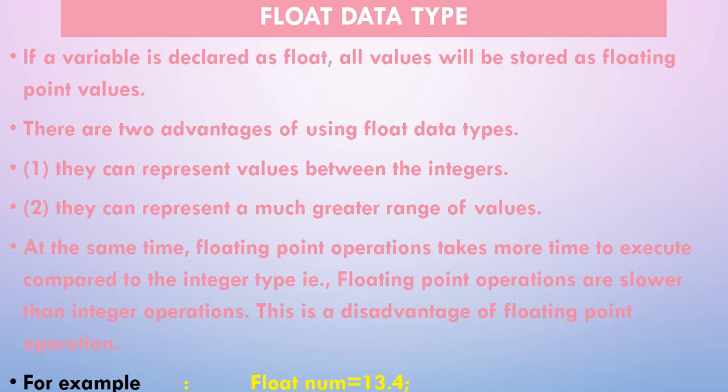Then the example for float is: float num equal to some value. So float is the keyword to create this data type. If you give float num, then num is a variable here. What kind of values can you store in this num? You can store integer values and you can store fractional values also. So this is a fractional value. 13.4 is a fractional value. Here 13 is the integral part, and 4 is the fractional part. So in float you can store integral values or fractional values also.